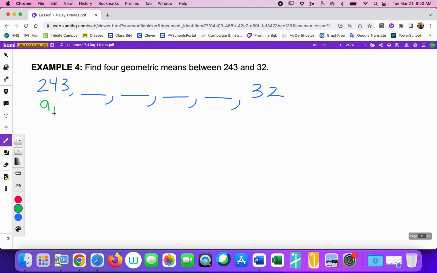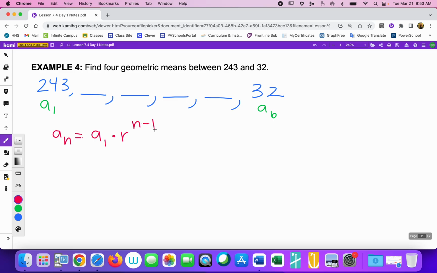So 1, 2, 3, 4, 5, 6. So this is the 6th term. We do not know what r is. Now, similarly to how we solved for a1 on problem D, where we manipulated that one formula, the explicit formula is what we're going to use. But this time we don't know r.